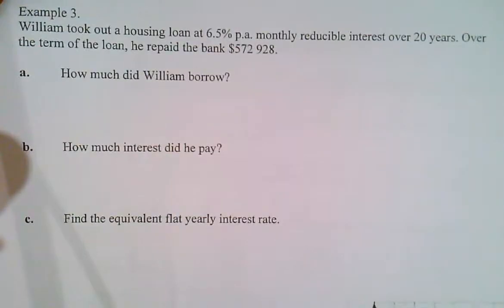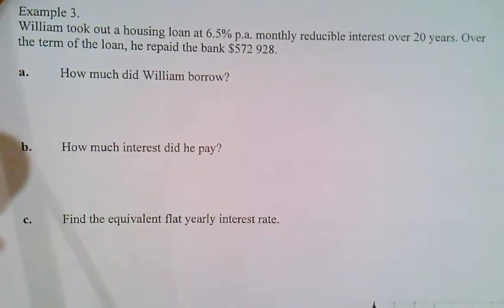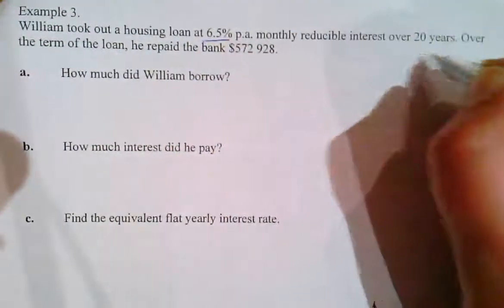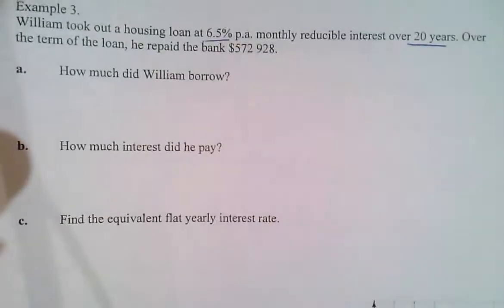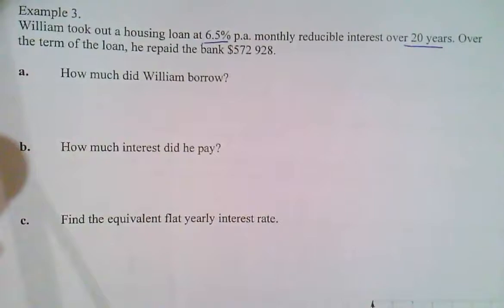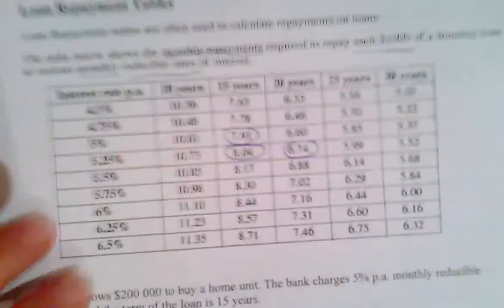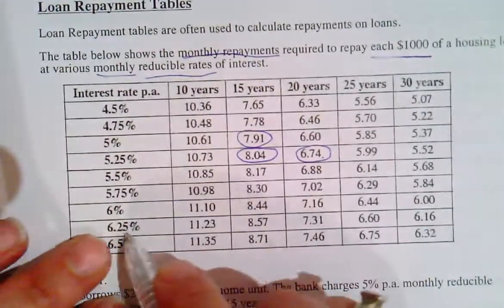Example 3, William took out a housing loan at 6.5% per annum, monthly reducible interest over 20 years, and over the term of the loan, he repaid the bank $572,928. They're asking us how much did he borrow. So this is like a working backwards question. So let's look at 6.5% per annum, 20 years, and see what we can find.